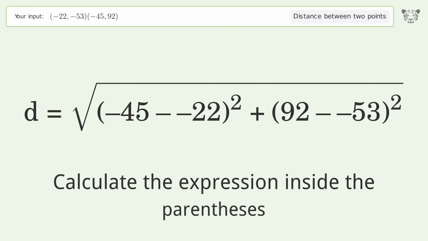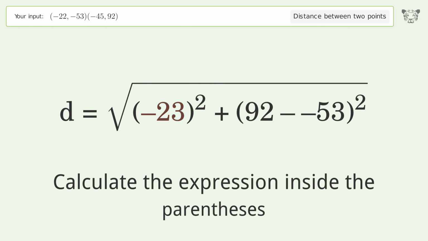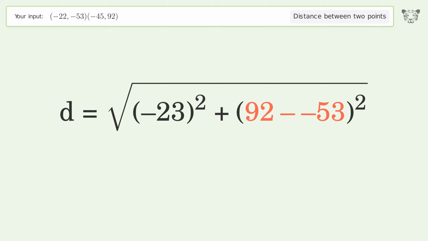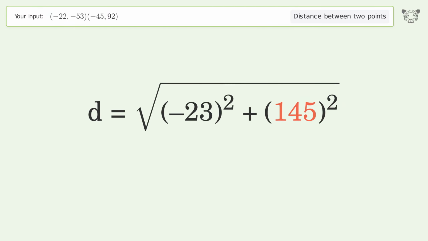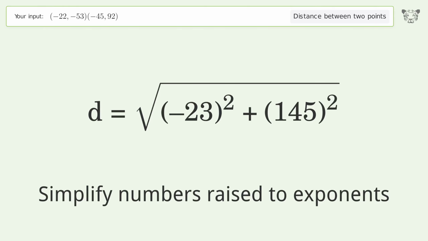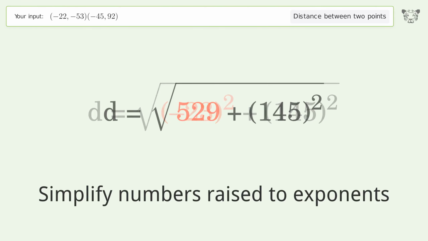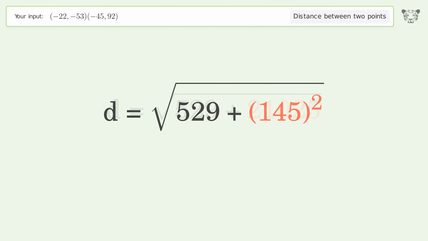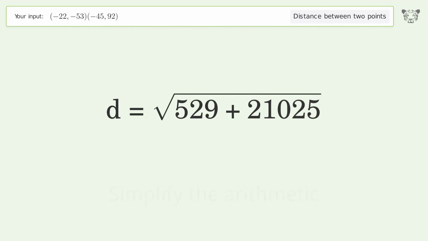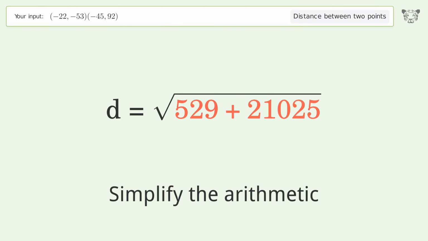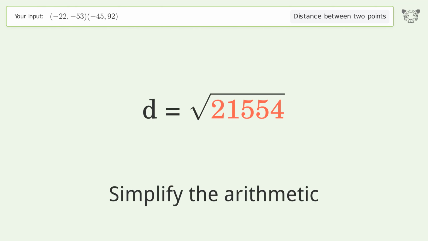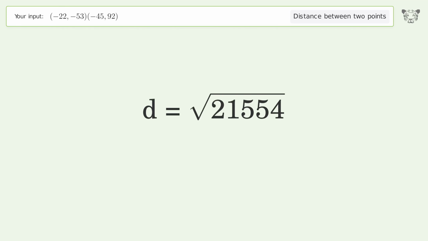Calculate the expression inside the parentheses. Simplify numbers raised to exponents. Simplify the arithmetic. And so the distance between the 2 points is the square root of 21,554 or 146.813.